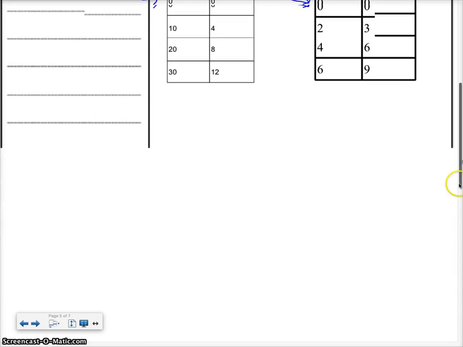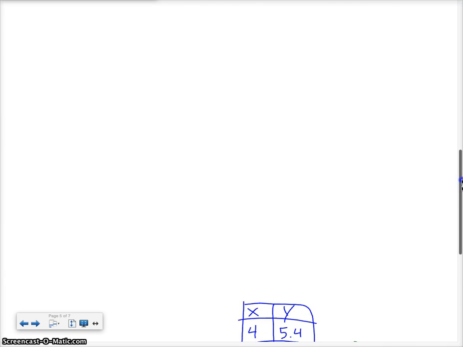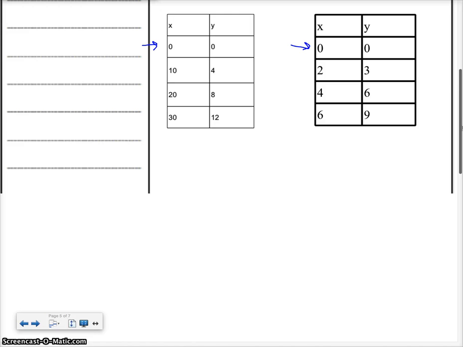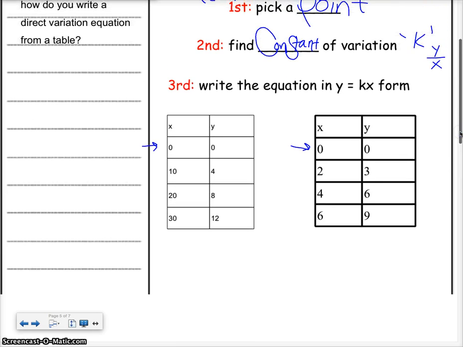Okay, oopsies. Hope you weren't still writing. Oh, don't worry. Okay, the first couple tables, I already know it's direct variation because they go through the origin, 0, 0.